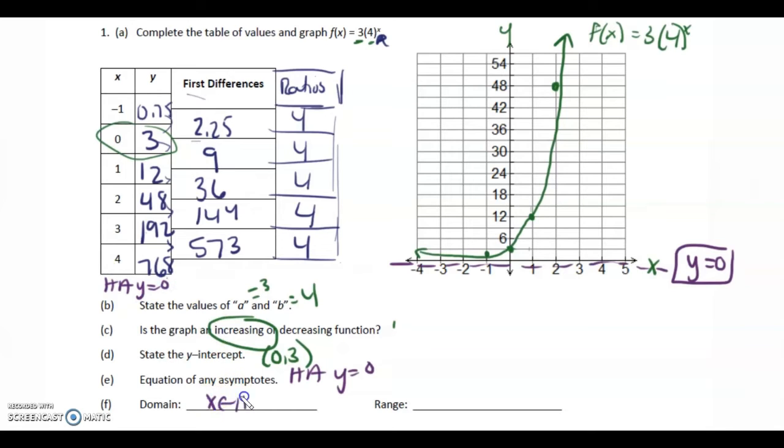The domain for exponential functions is always x is an element of the real numbers. That's not going to change unless it's in a word problem. The range is going to depend on the horizontal asymptote. We're always going to compare the y with the horizontal asymptote. I call the inequality symbol the crocodile. It depends on whether our graph is above or below the horizontal asymptote. In this case, we're above the horizontal asymptote, so we have y is greater than or equal to 0.